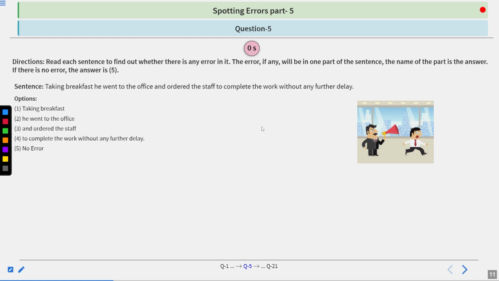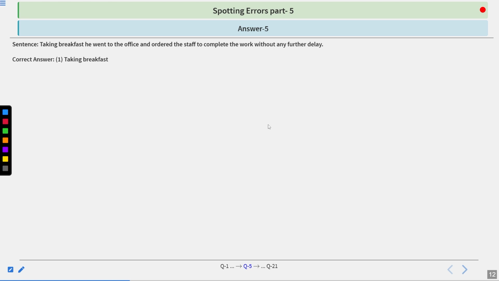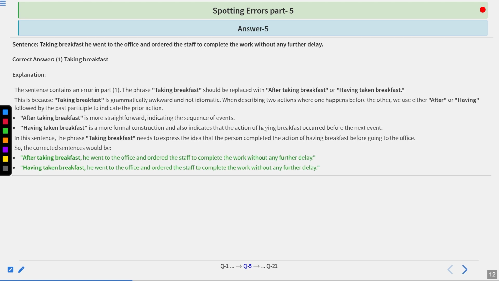I hope you have answered. Let's look at the correct answer. The correct answer is taking breakfast, option number 1. The explanation is, the sentence contains an error in part 1. The phrase taking breakfast should be replaced with after taking breakfast or having taken breakfast.